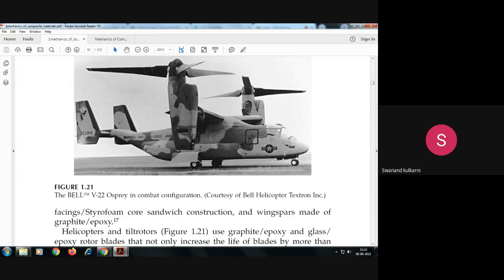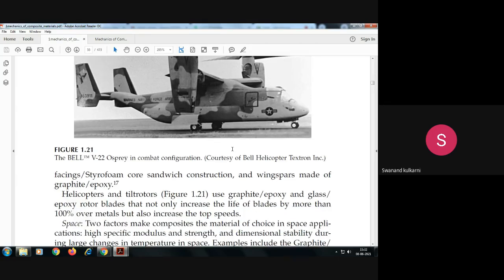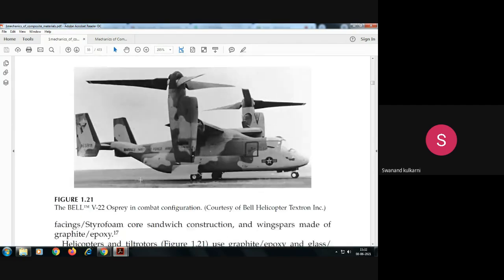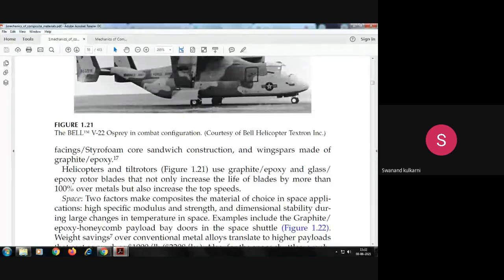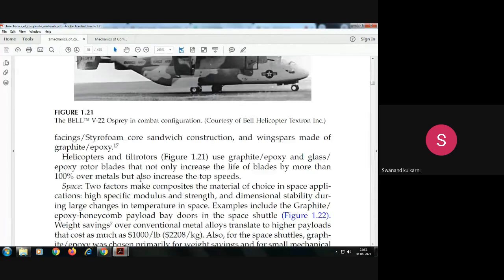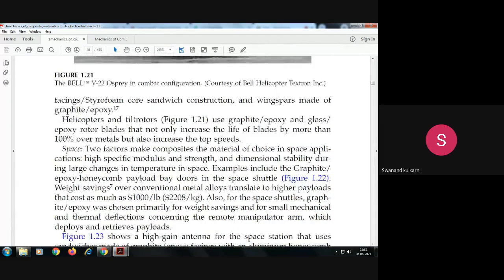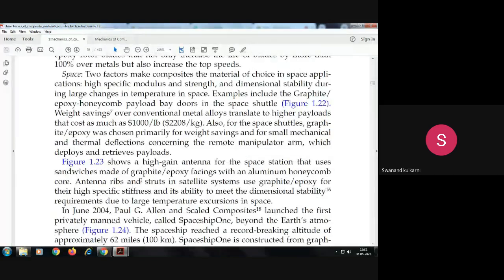This is also one of the military aircraft, inside which a large amount of graphite epoxy and glass epoxy both are used. Similarly, in this helicopter and tilt rotors, the graphite epoxy and glass epoxy rotor blades are used. Is it okay? So previously there was 100% metals, but nowadays these are replaced by these composites. Is it okay? So that is how these applications are there in aircraft that we have seen.